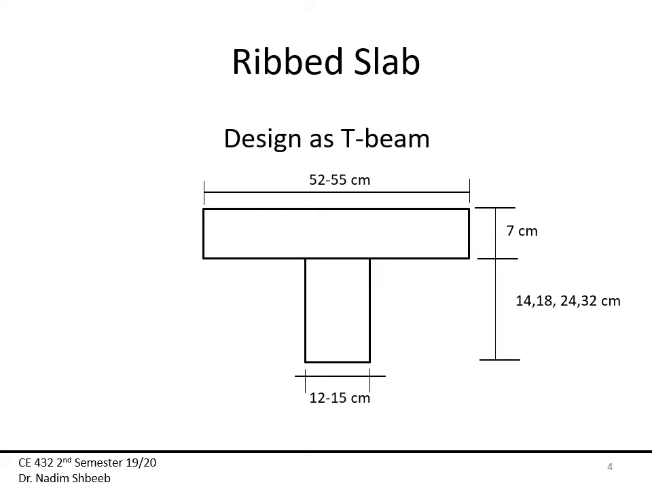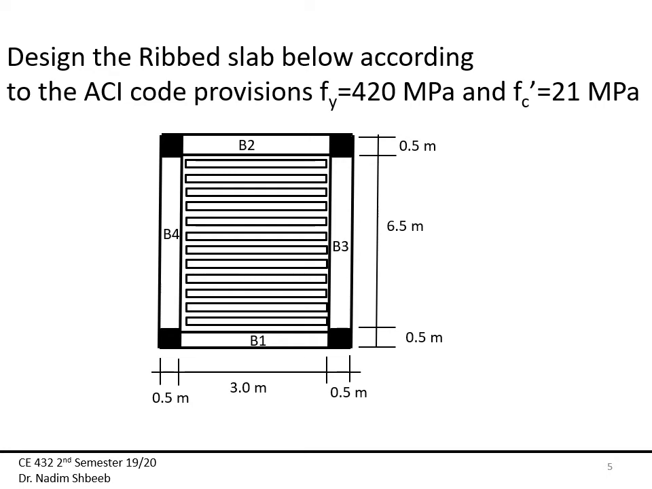So how I'm going to analyze or design my ribbed slab: I'm going to analyze it as a T-beam. Again, this is from 12 to 15. This is 7 centimeters, and this could be 14. I don't think we use that anymore, but these are the most common ones. Again, if you want something else, you have to order it, special custom. So this is the typical T-beam. As you've noticed, this 52 to 55 centimeters is based on the 12 to 15, again with this being 20 and this being 20 centimeters. That depends on the type of block that you are using, but this is what we use for design.